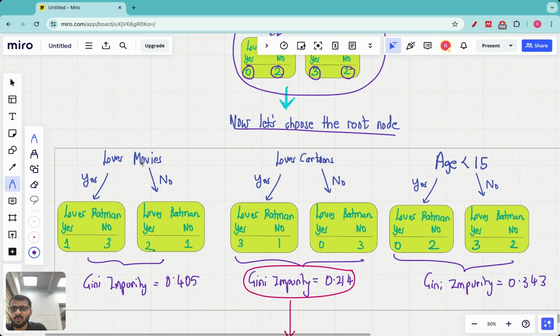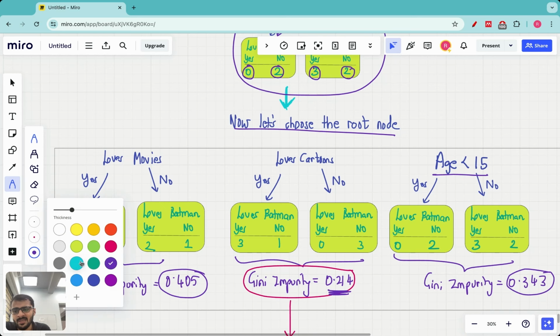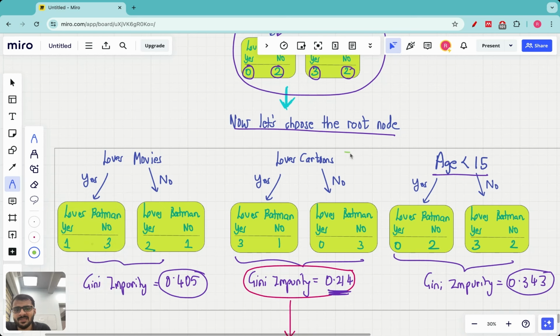If we ask the loves movies question at the root node, that is whether the person loves movies or not, then the Gini impurity turns out to be the highest, which is 0.343. If we ask the loves cartoons question, then the Gini impurity turns out to be lowest, which is 0.214. And if we ask the age question at the start, then the Gini impurity turns out to be in the middle, which is 0.343. So if you compare all of these, it is pretty clear that the question you should be asking at the root node is whether that person loves cartoons or not.